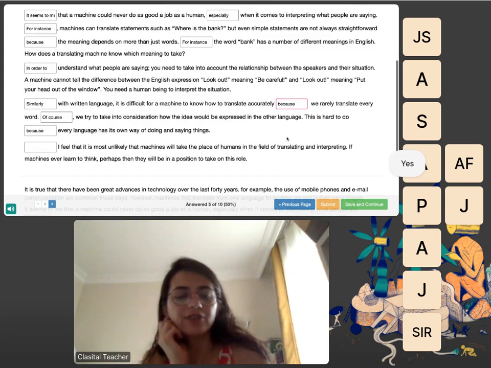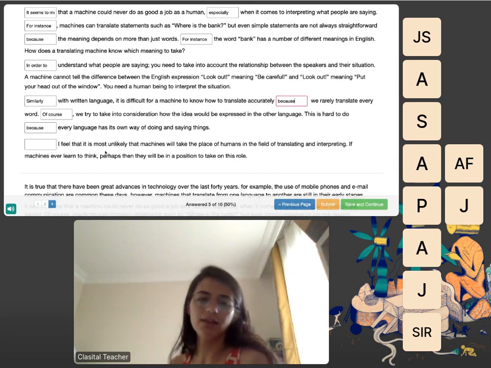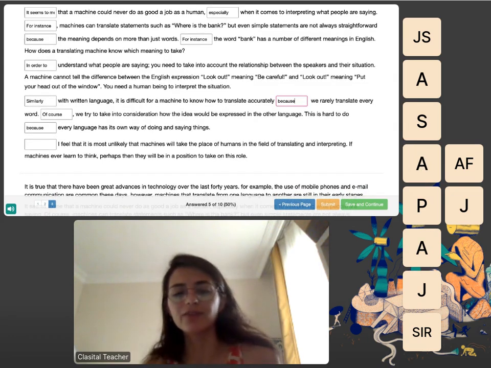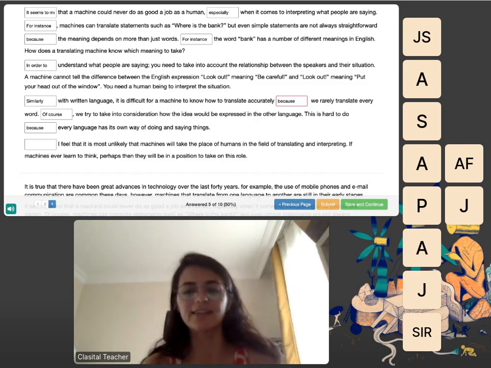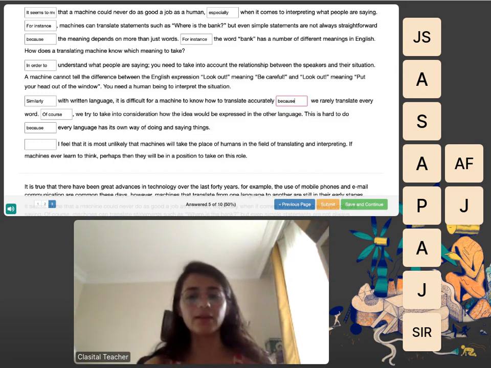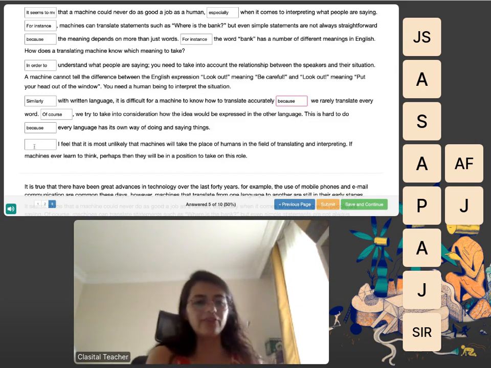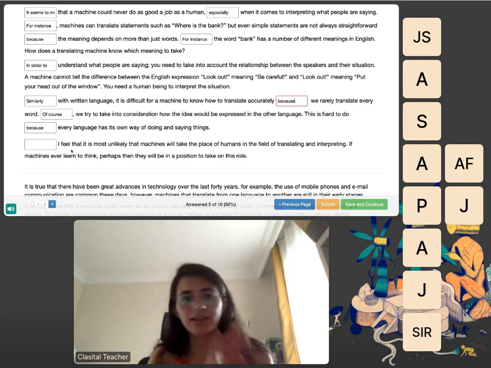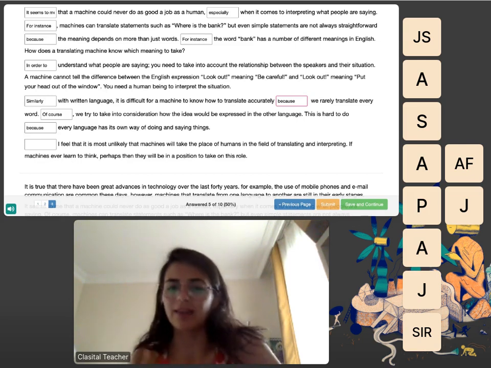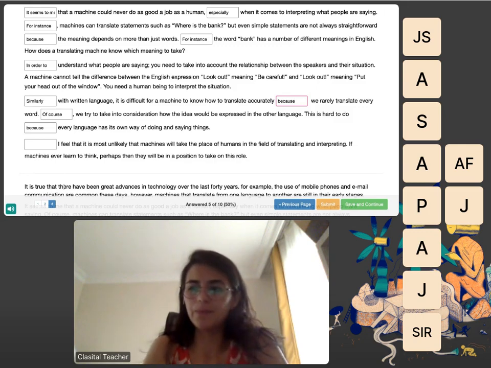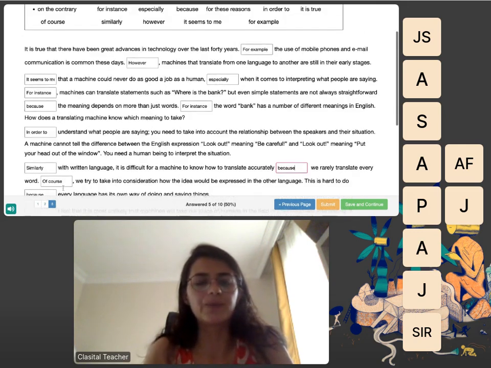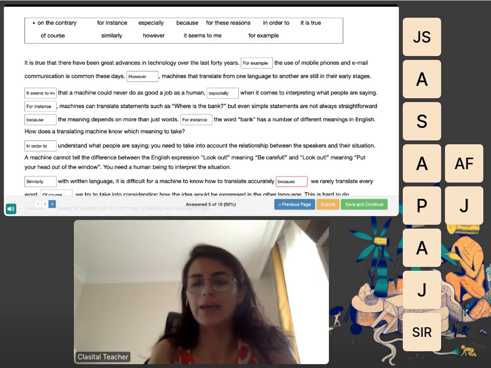And the last paragraph, we should say, I feel that it's most unlikely that machines will take the place of humans in the field of translating and interpreting. So we've paraphrased that sentence, our thesis statement, our opinion. And we said, I feel that it's most unlikely, so it cannot happen, that machines will take the place of humans. What do you think will be in this blank?